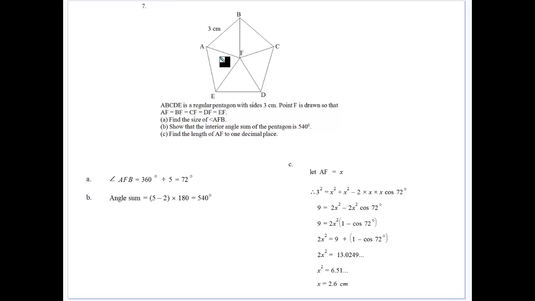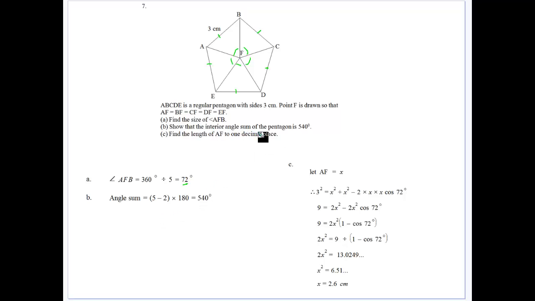This time we've got a regular pentagon, so all sides are the same, so all sides are 3, which makes life easy, or easier. And we want to find the size of the angle AFB. So AFB, well, we rely on our geometry now. Because it's 360 all the way around, and these are all the same because it's a regular pentagon, we just divide it by 5 and that gives us 72 degrees.